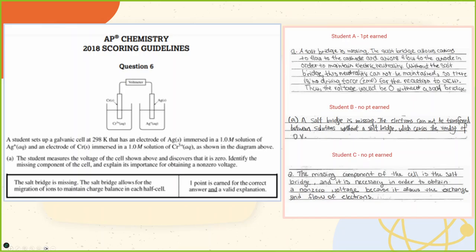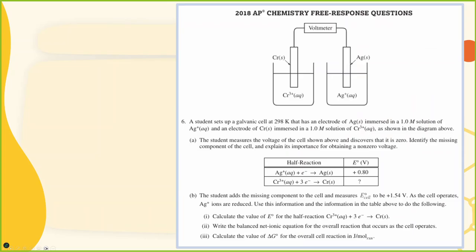So here in the scoring guidelines, the salt bridge allows for migration of ions to maintain charge balance in each half cell. Student A got the point, but B and C did not. "Salt bridge missing, electrons cannot be transferred" doesn't talk about the neutrality of the solutions. And then part C, "the salt bridge is necessary to maintain non-zero voltage." What does that mean? That's not explaining the correct reason.